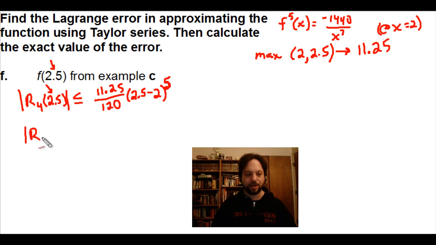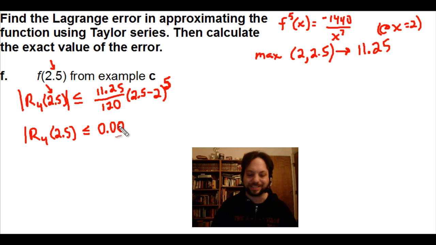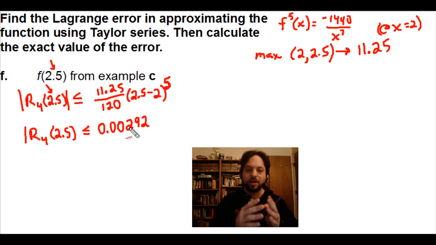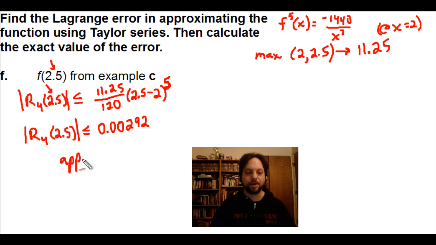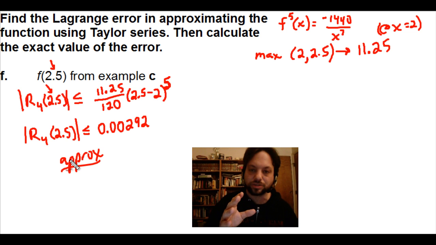If I go ahead and work all this out, which I certainly invite you to do, what we'll find out is that our error will be bounded by this decimal here. It's 0.00292. What this is telling me is that the error, even though we're half a unit away here, is actually going to be very, very, very small. Again, this is our approximation. This is our Lagrange error bound.